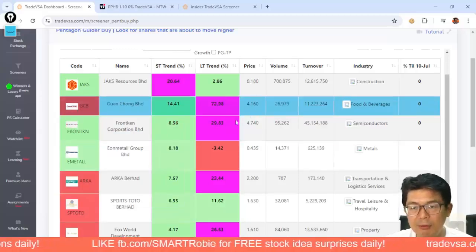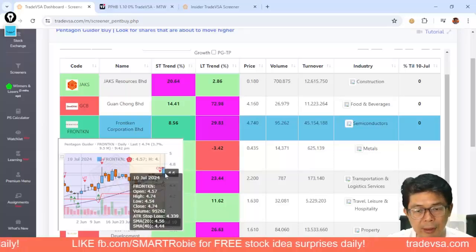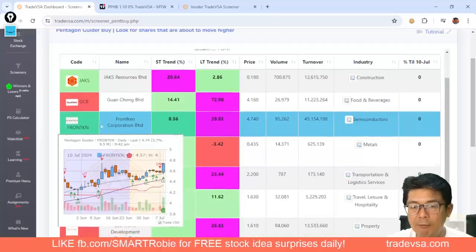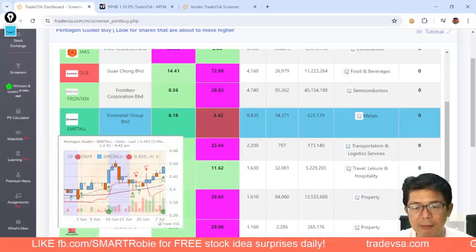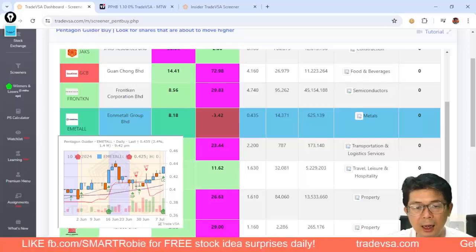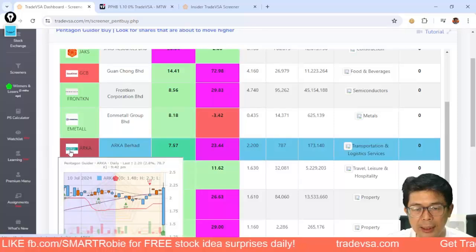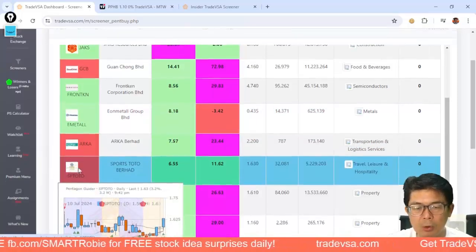And trading above $4.16. And also Frontken. All right, another technology stock just turned green Pentagon. That's going to be good. Semiconductors. Then you have the metal shares, E-metal, all right? And then you have the Akara. So you can see from here, all right, all these stocks, SP Toto.